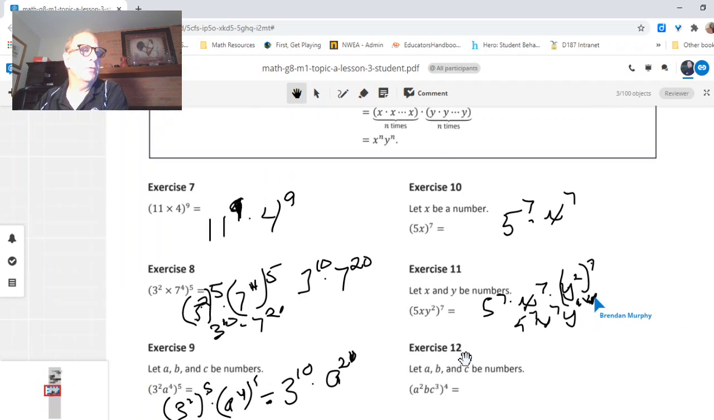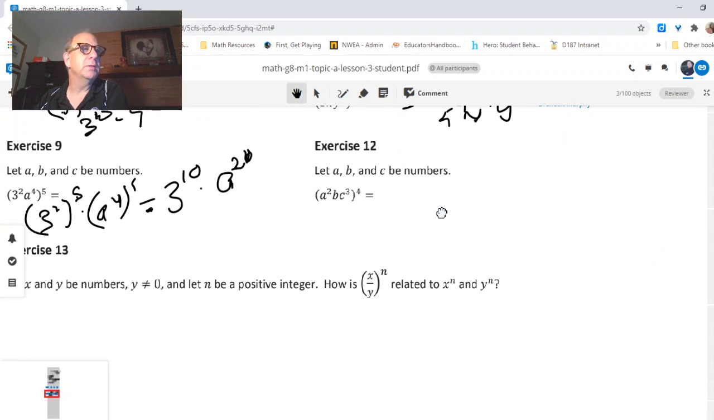Can you do exercise 12 then? Let A, B, and C be numbers.